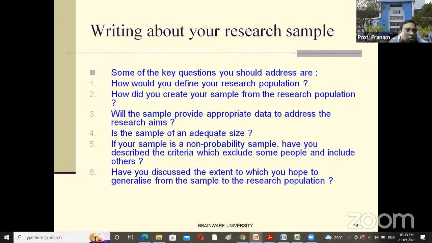Is the sample of an adequate size? If your sample is a non-probability sample, have you described the criteria which include some people and exclude others? Have you discussed the extent to which you hope to generalize from the sample to the research population? So these are the things you deal with in the research sample. You have to critically think about the research sample.